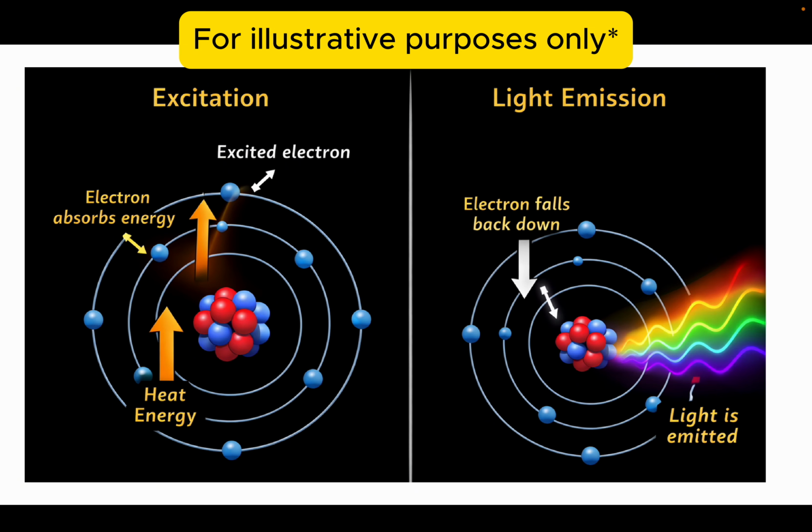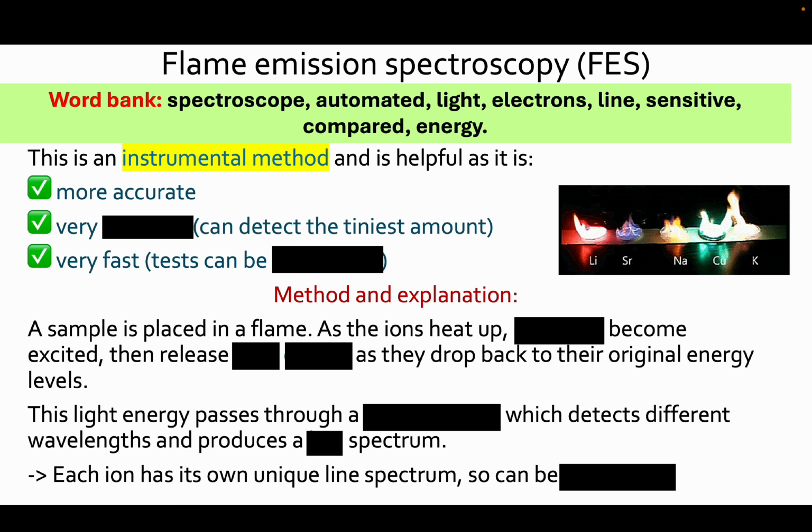So an example can be shown over here. When you expose it to heat, the electrons move to a higher energy level, and to do that they absorb energy. And then when the electron falls back down, light is emitted. Now, a second way of figuring out which metal you're dealing with is using flame emission spectroscopy. Feel free to pause the video and fill in the words using the word bank.